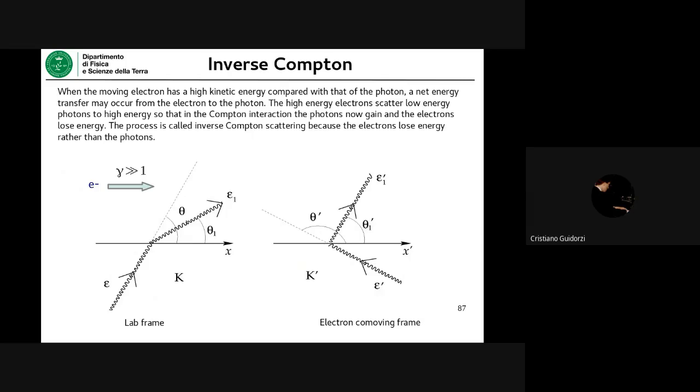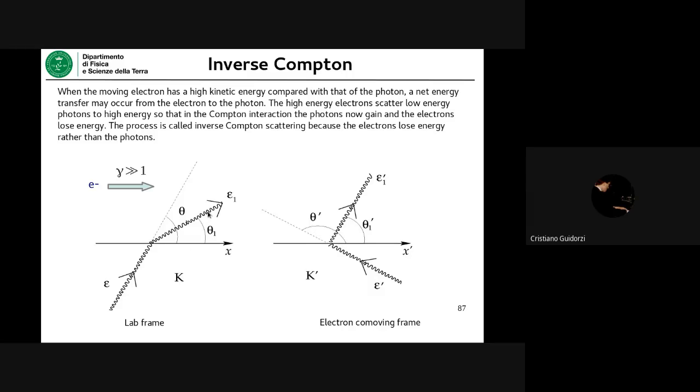Still, to give names, let's follow the convention that we adopt in many contexts. If epsilon is the energy of the photon prior to scatter, we call epsilon prime the same corresponding quantity: the energy of the photon in the electron comoving frame before scattering. And we call epsilon 1 prime the final energy of the photon in the comoving frame of the electron.